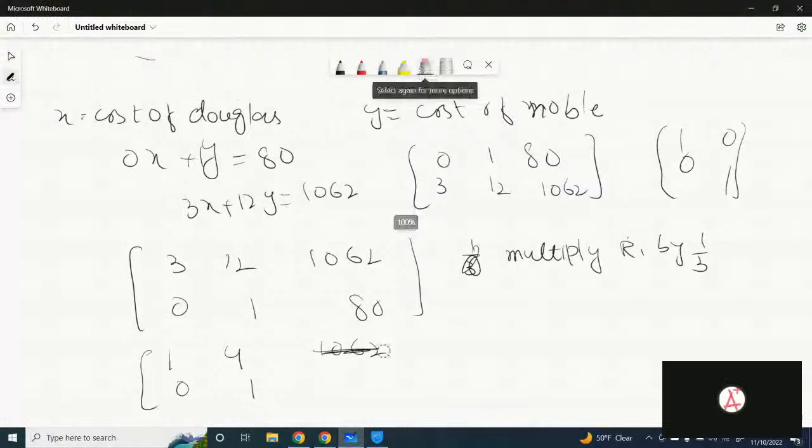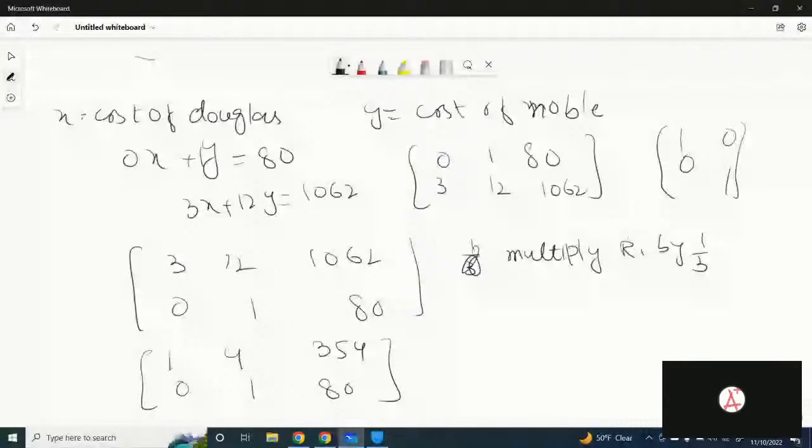It would be 354. And here you have 80. Now you have to make 0 over here. Got it? So add negative 4 R2 to R1. Got it? You have to multiply row 2 by negative 4 and add it to R1.